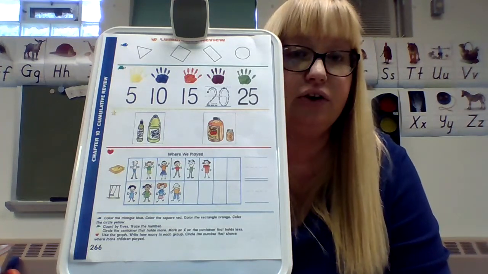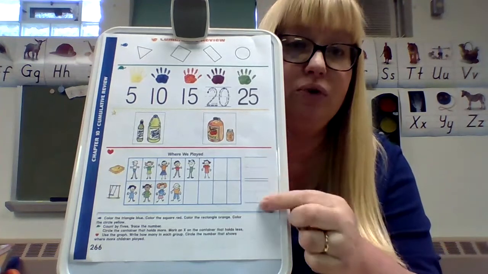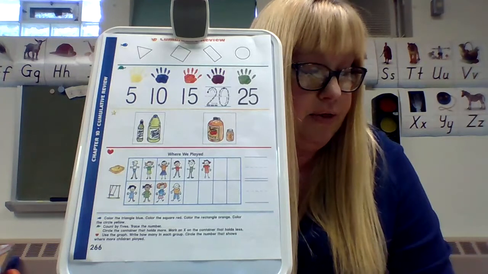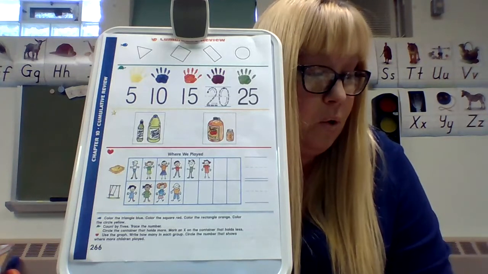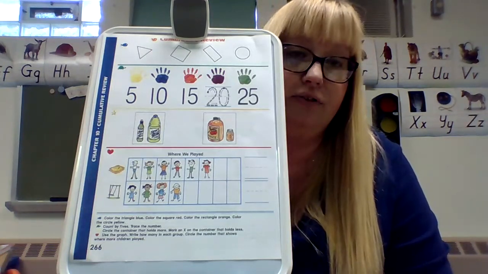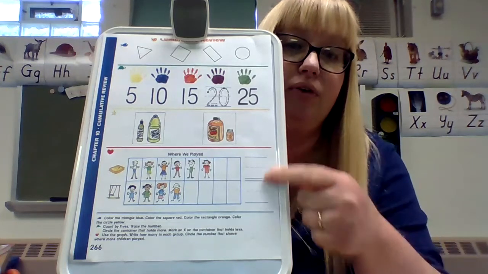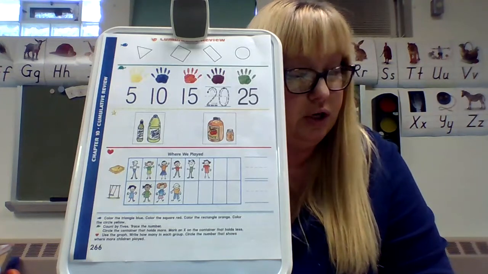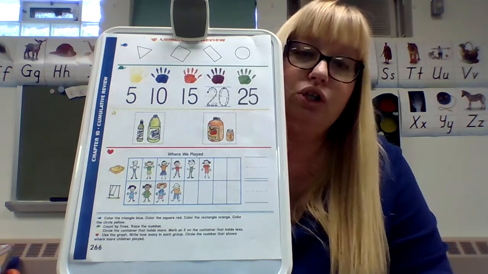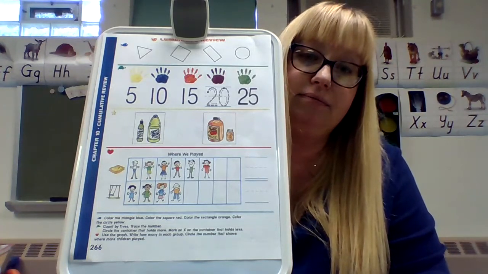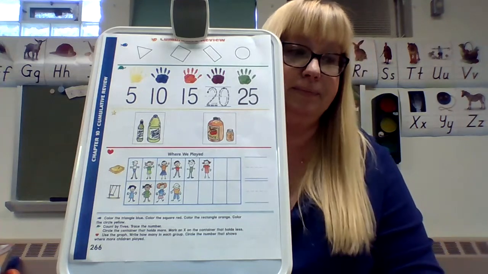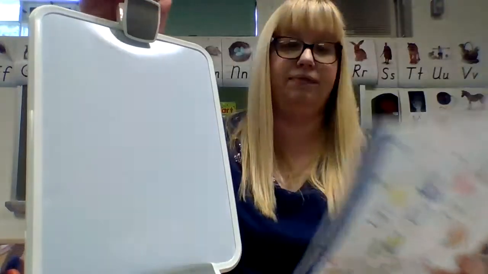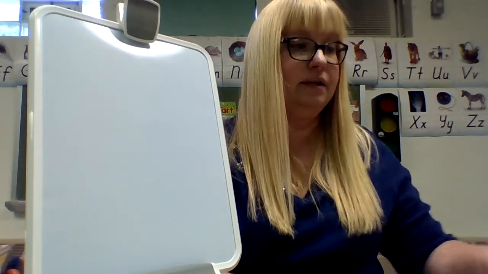Now listen closely. You're circling one of the numbers you wrote. So listen carefully. Circle the number that shows where more children played. So you're circling the number, whatever number you wrote over here, one of them. Circle the number that shows where more children played. All righty. That's it for that part of the test.